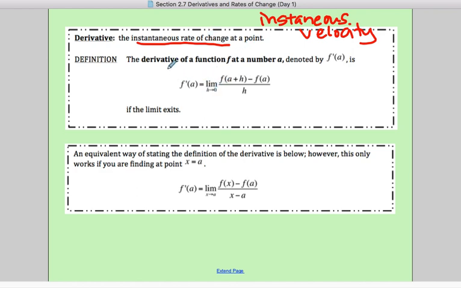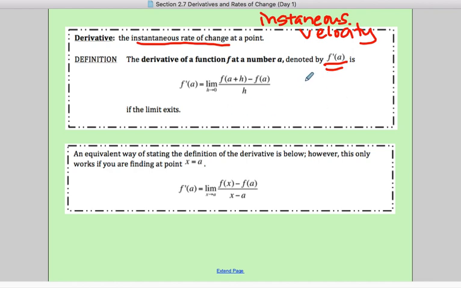Okay, so the definition of a derivative is given below. The derivative of a function f at a number a, denoted f prime of a, that's our notation, is what you see here below. Okay, if that limit exists, then you can calculate the derivative.